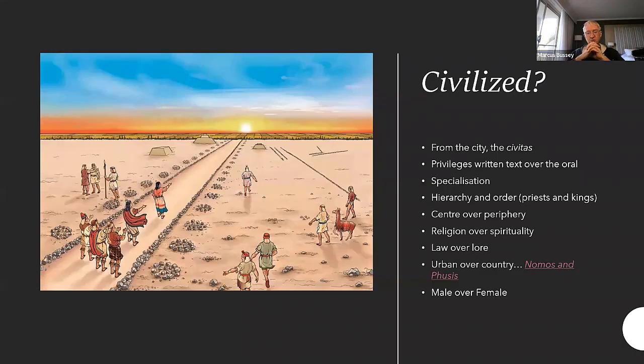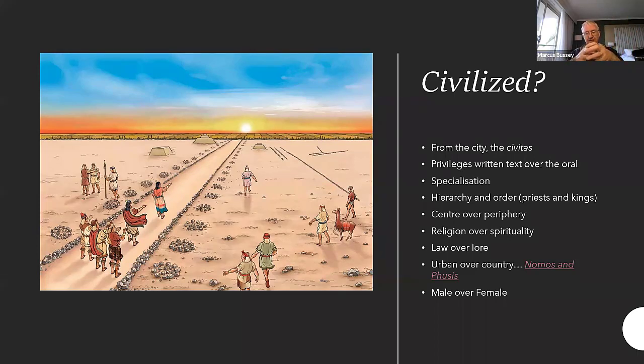All right, so let's look at, well, what does it mean to be civilized? Well, first of all, the word civilized comes from the Latin word civitas, which pertains to a city, life in a city. The concept civilization, as we have it, privileges a certain kind of text over the oral. It privileges specialization. You're a bread baker, you're a potter, you're a soldier, you're a scribe, you're a king, and so on. It is deeply hierarchical in order, so you've got priests and kings, and we're going to come to that towards the end of this thought bubble.